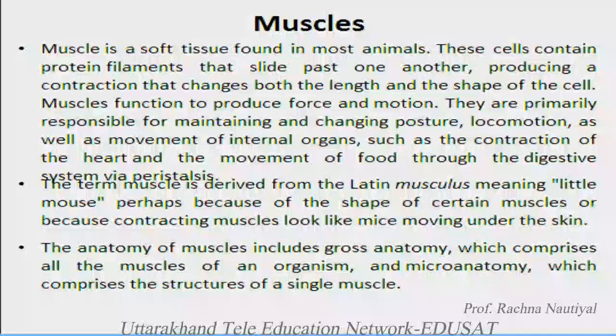Brief introduction. Muscle is a soft tissue found in most animals. We all know that muscles are the soft parts found in our body. These cells contain protein filaments that slide past one another, producing a contraction that changes both the length and the shape of the cell. Actually, what happens is that these cells have some protein filaments, and the movement of those filaments among themselves gives a contraction, which changes the length and the shape of the cell.